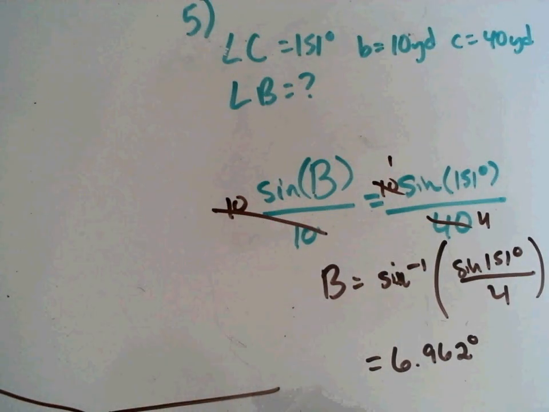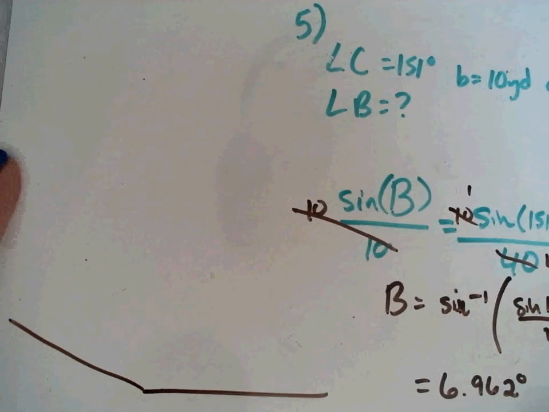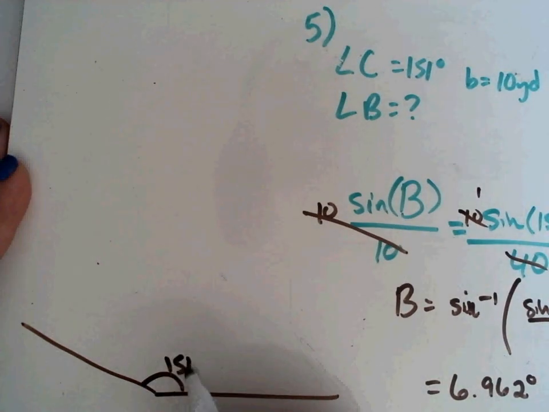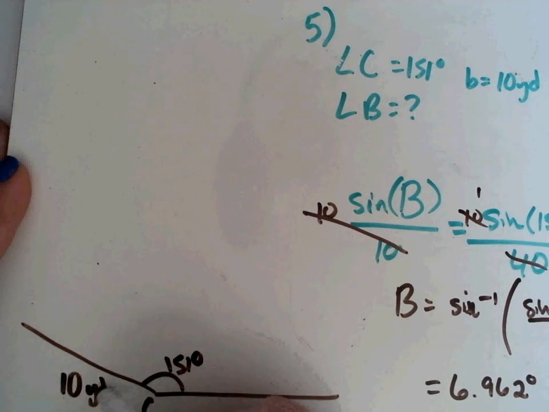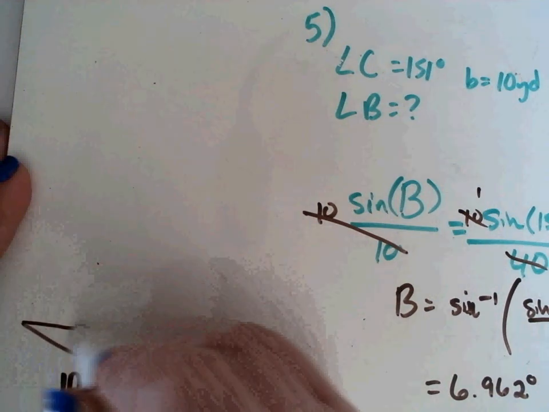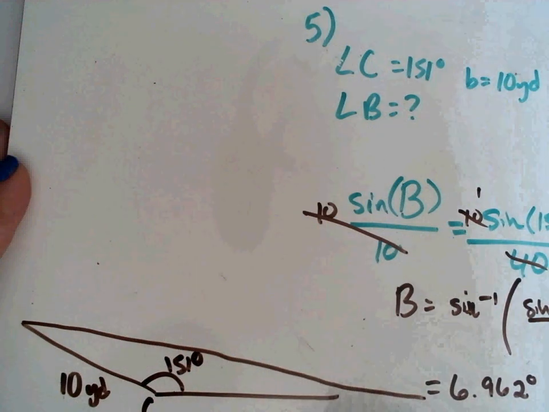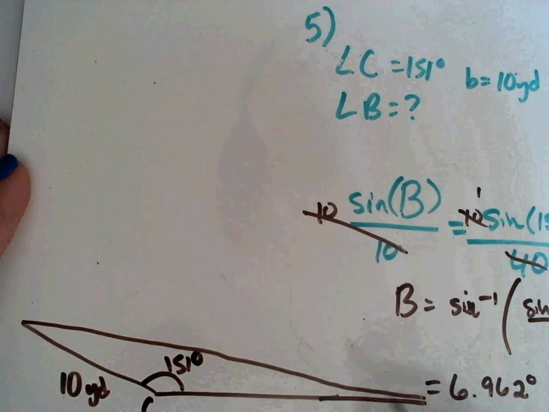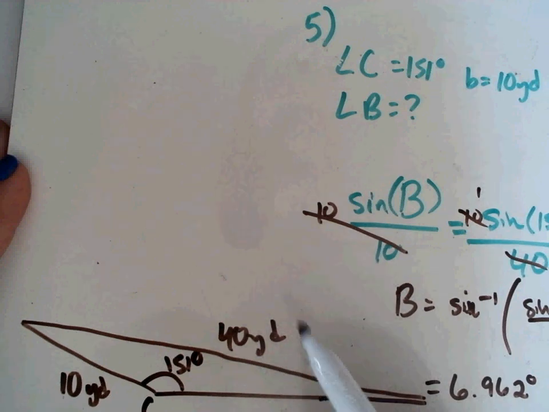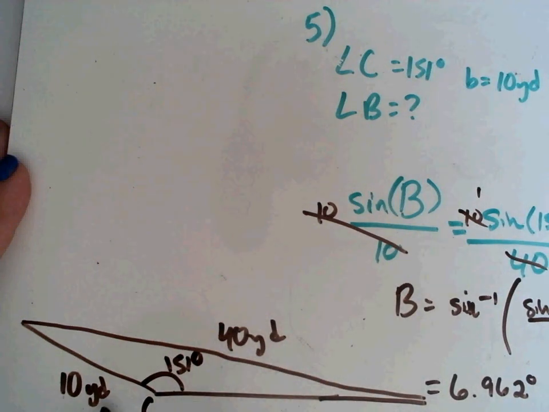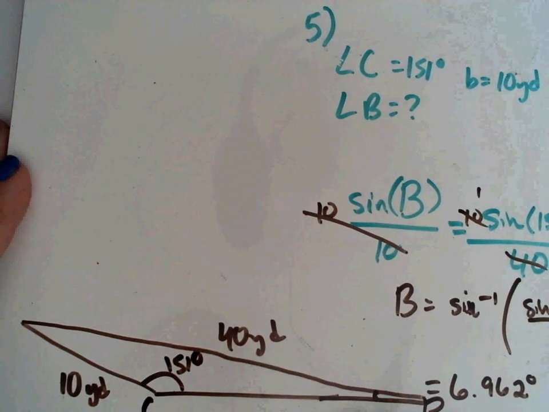So I've got a triangle where this angle is 151, and that is angle C. Then I've got side B being 10 yards, so we're going to say this is 10. And then we've got this being 40 yards. So this is 4 times the length, so maybe something like that. So we'll say that's 40 yards. And then the question is, if this is side B, then what's angle B? So it makes sense that angle B has to be very small in order for this to make sense, okay?